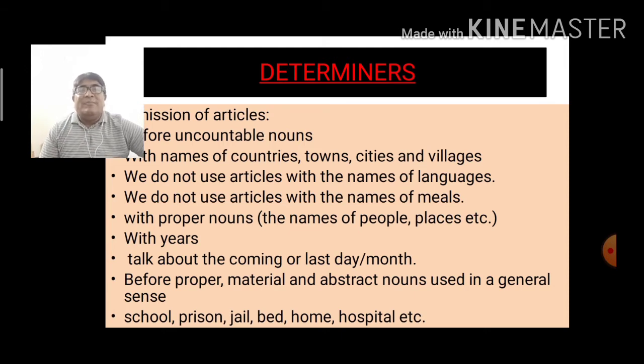Right? But if you visit these places, then we can use the article. For example, we can use these words without an article. For example, I go to school every day. I visited the prison of Surat. Here we can use the article "the" before that, because you are going to visit there. Yes, I go to bed at 10:30. So without "the", we are using these words. So here is the omission of articles.